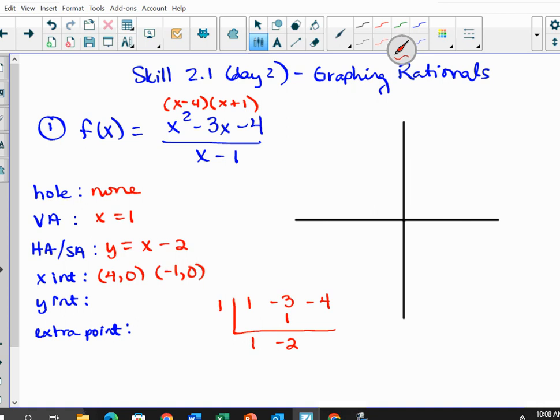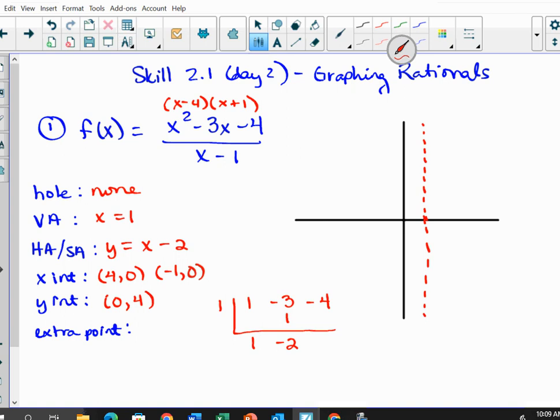And then what do we get for a y-intercept? Okay, so that's the point 0,4. That's plug 0 in for x. All right, let's plot all of this, and then we'll see if we need the extra point. Okay, vertical asymptote at 1. Slant asymptote at y equals x minus 2.